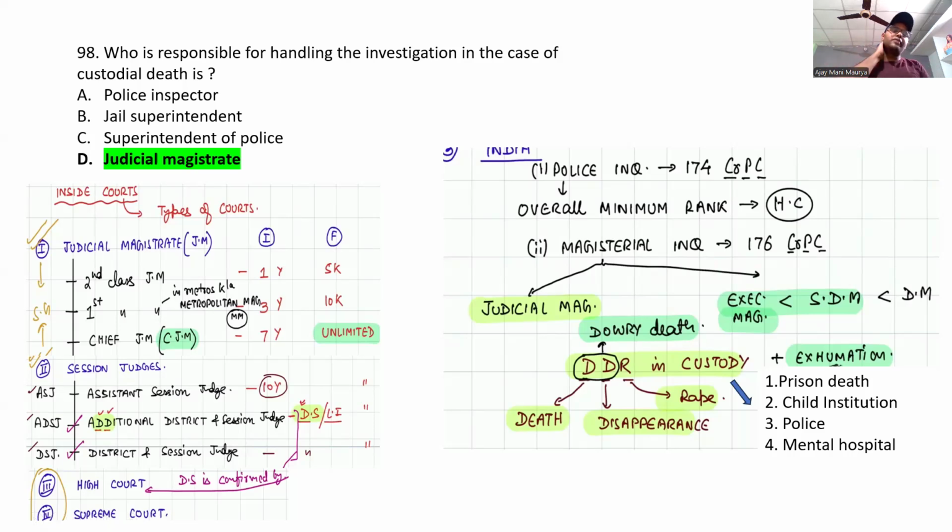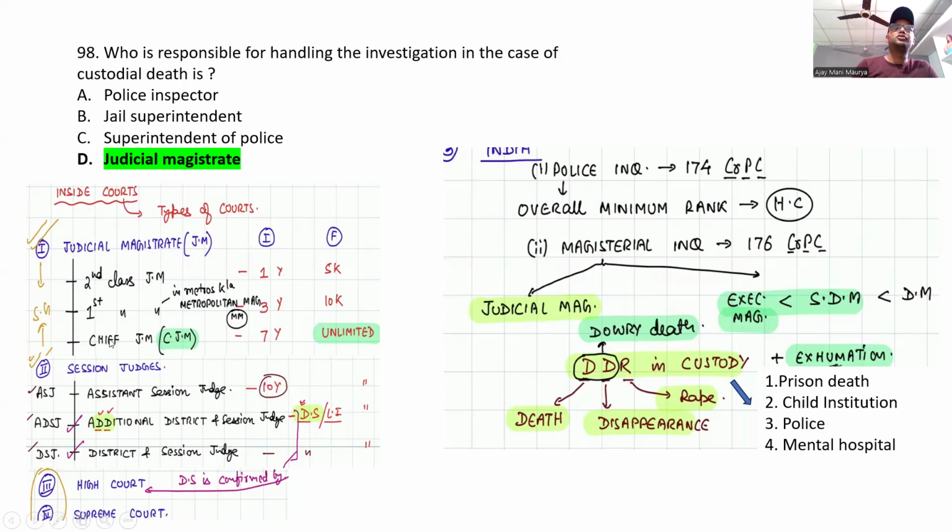So guys, one question: who can give the death sentence? It will be the Additional District Judges and Session Judges. They only give the death sentence, and the fine is unlimited. The last one is the District and Session Judges, and the High Court and Supreme Court are the highest.